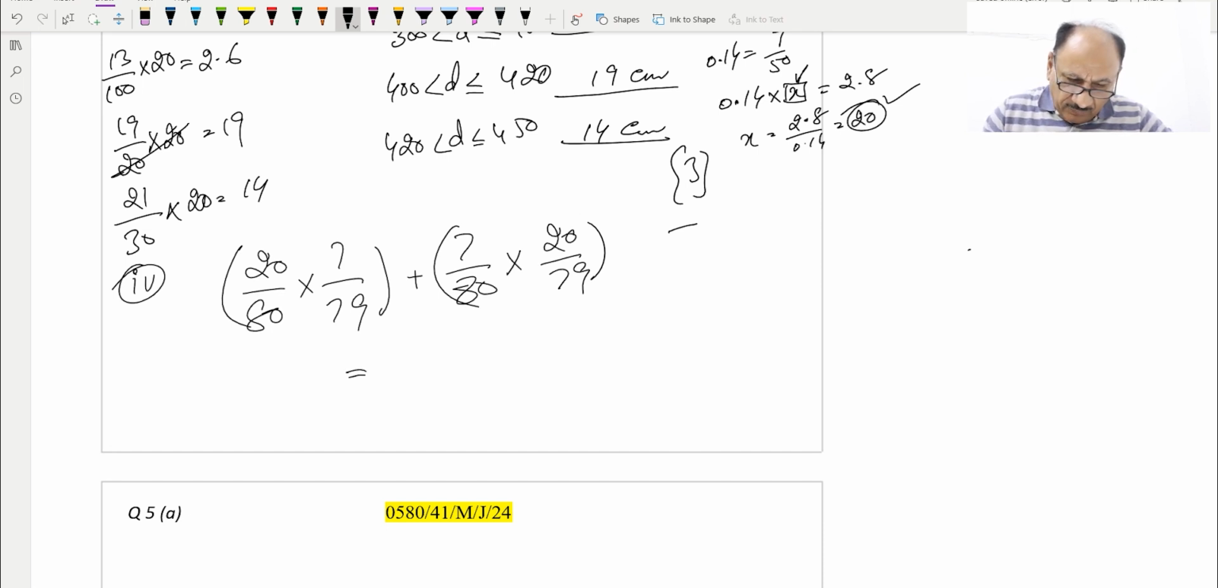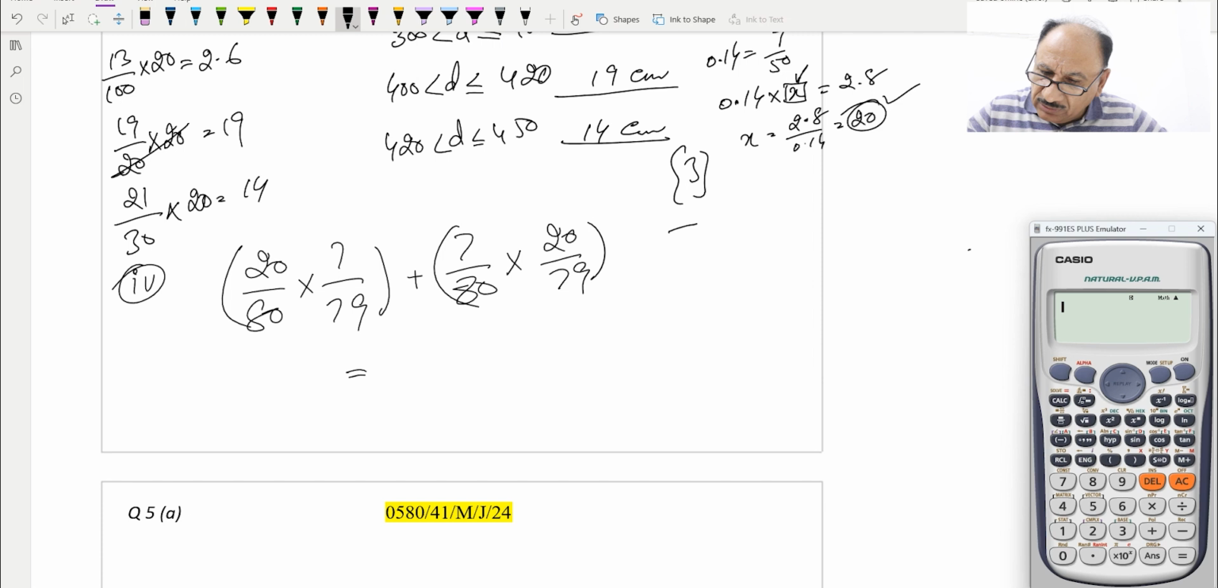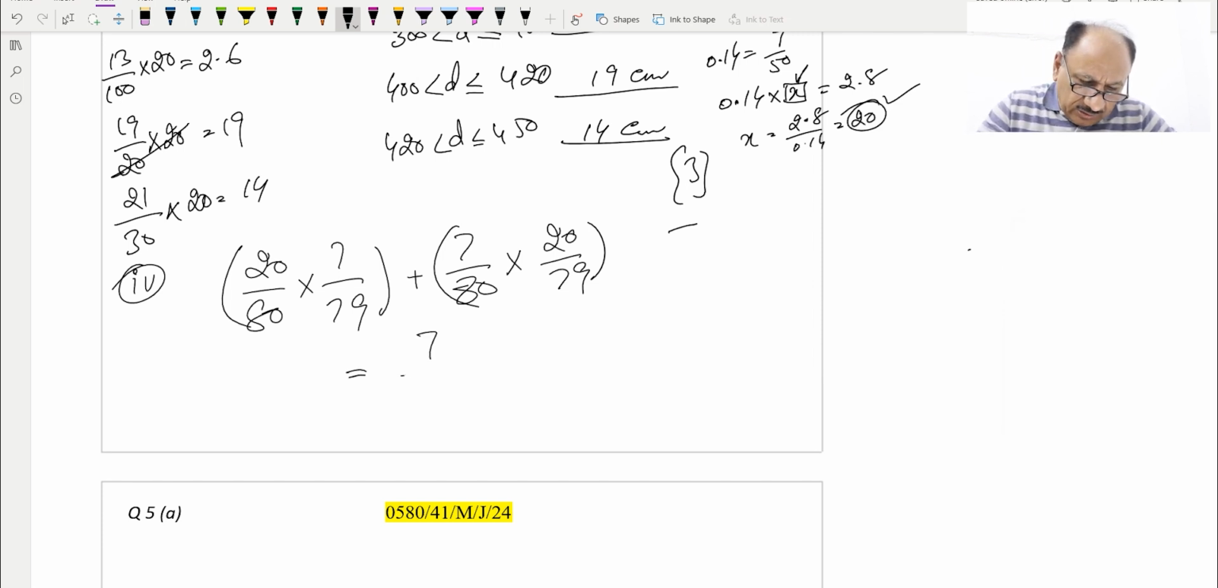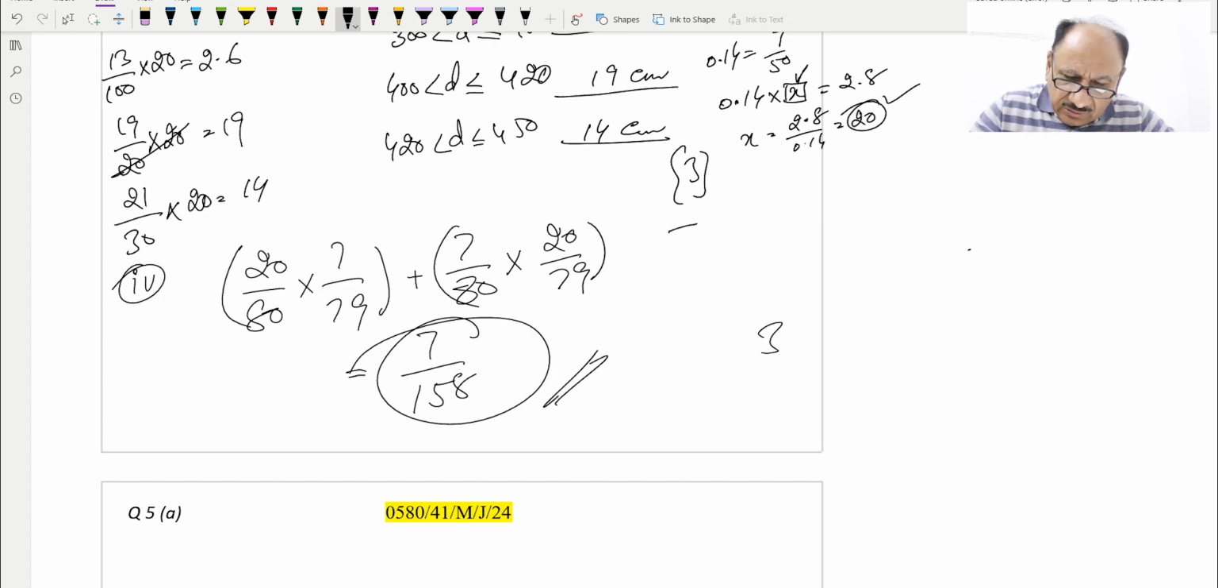If we are adding with the help of the calculator, we can write 20 over 80 multiplied by 7 over 79, and we can basically multiply this by 2 also, instead of adding. So this will be 7 over 158. This will be the answer, and this is the 3 marks which we have done. Hopefully you understood this probability question.